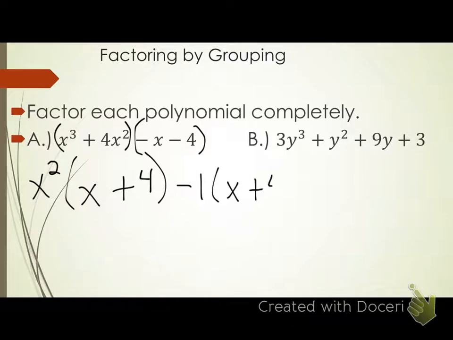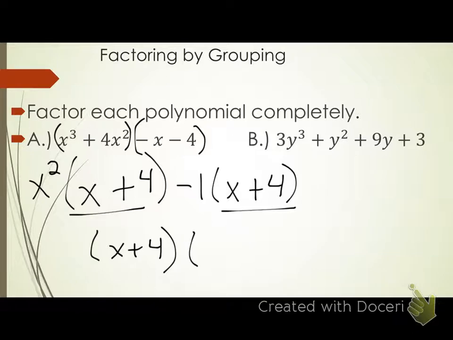Do I have stuff matching up? All right. Yes. Look at that. So what's one of my factors? X plus 4, the thing that they have in common. That's one of my factors. What's my other factor? X squared minus 1. Very good. My two GCFs.